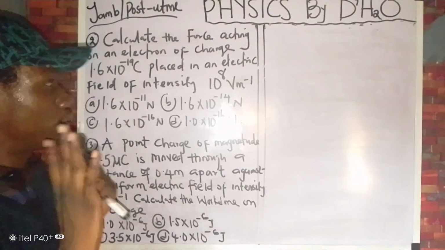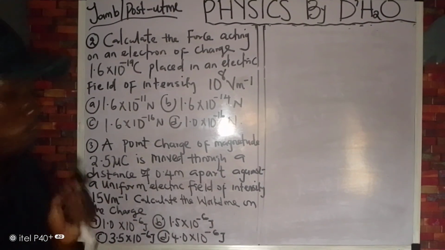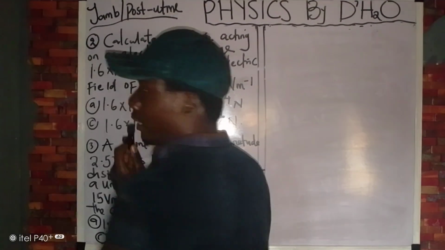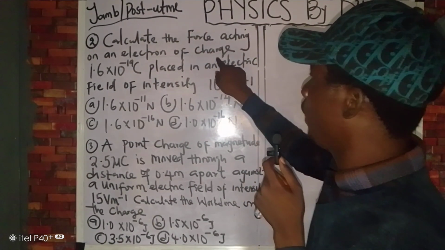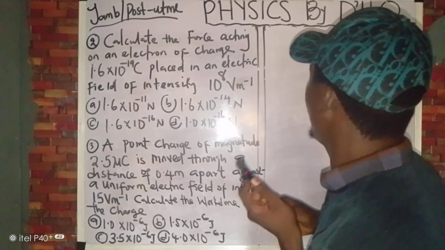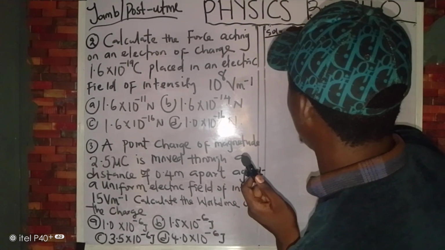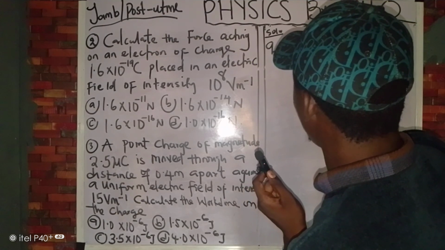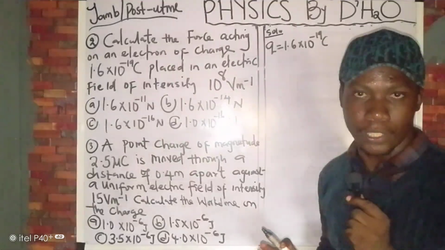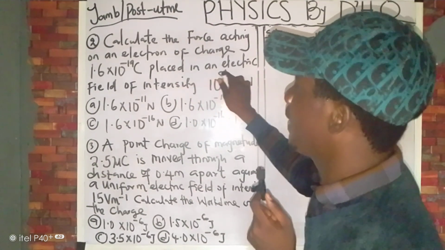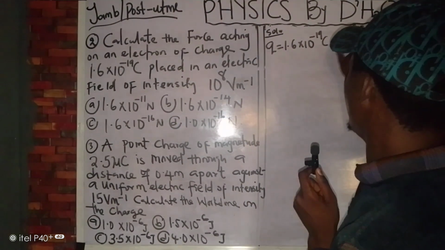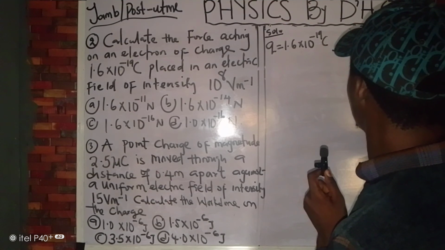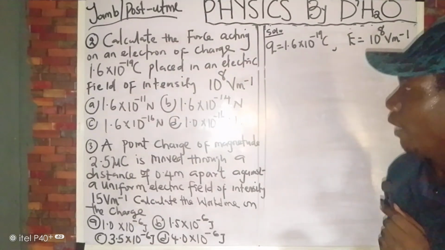Let's take question number 2. Question number 2 says: calculate the force acting on an electron of charge. This is the charge of the electron. Let's do that quickly. Charge is 1.6 times 10 raised to power minus 19 coulomb, placed in an electric field of intensity. The electric field intensity is 10 raised to the power of 8 volts per meter.